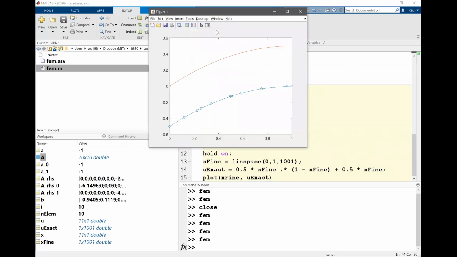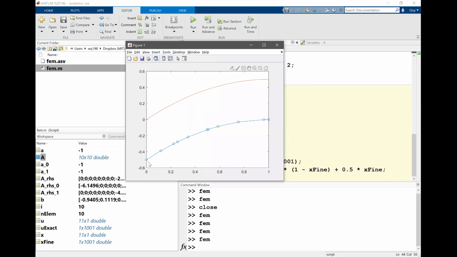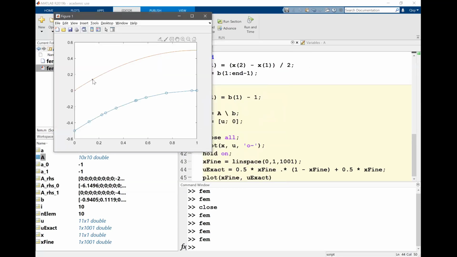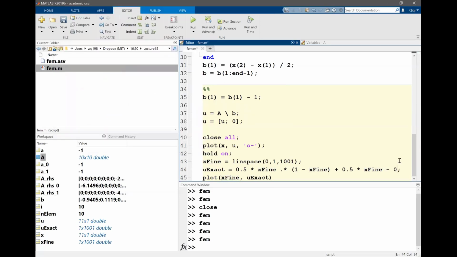Run this. Okay, so my blue is the numerical solution that satisfies the derivative equal to 1 on the left and u equal to 0 on the right. The red one is just something I constructed to match the derivative on the left, but I didn't try to match the solution value on the right. So it looks like I need to subtract 0.5 to make it work. Let's do that.